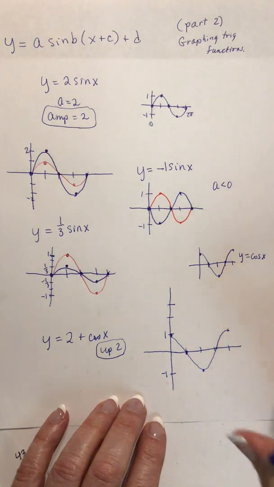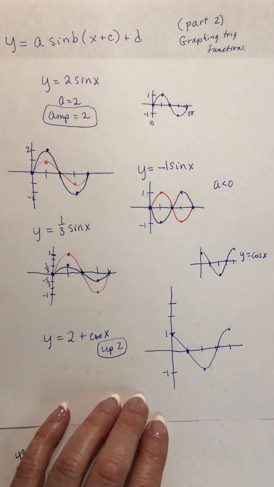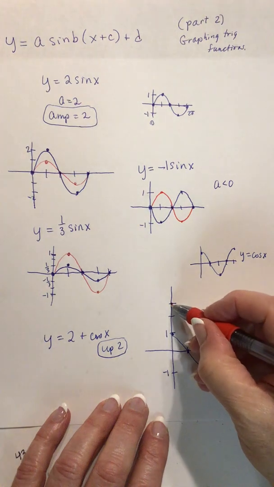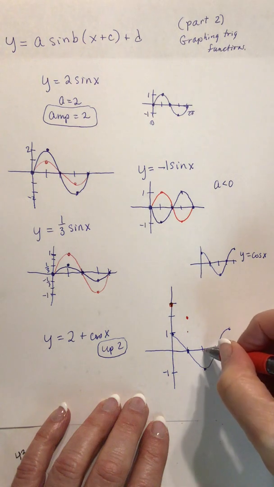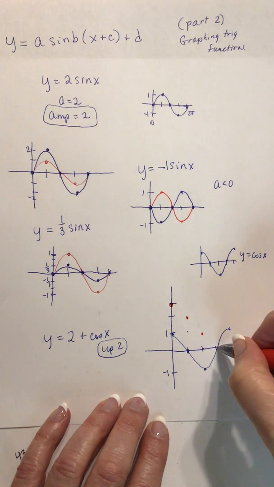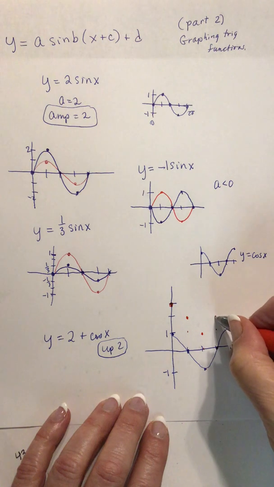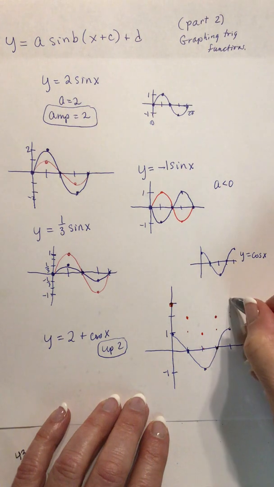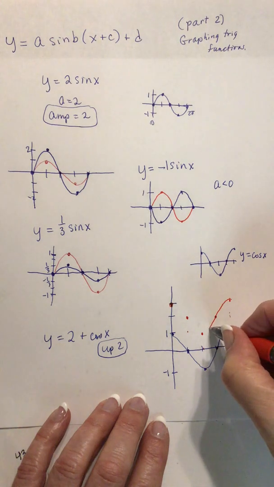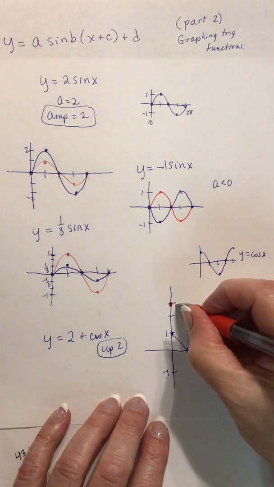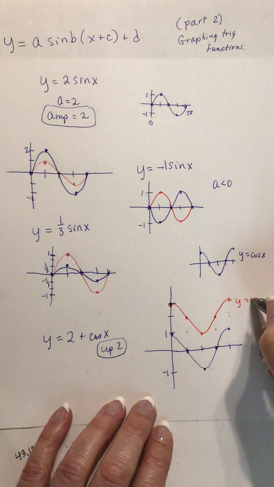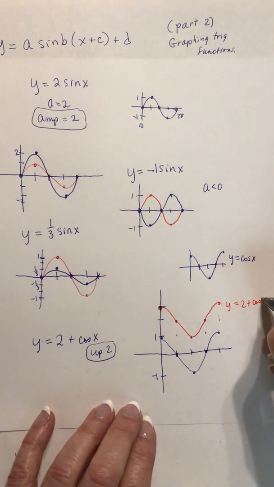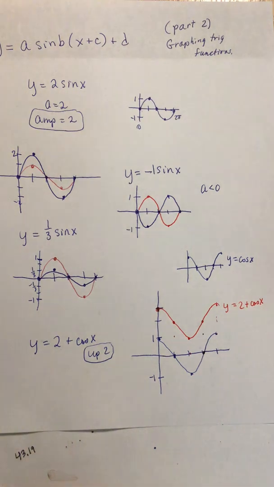Now, plus 2, everything goes up 2. So this 1 goes up 2. This 0 goes up 2. This -1 goes up 2. This 0 goes up 2. And this 1 goes up 2. So it's basically like just taking it and moving it upward. So then we have y equals 2 plus cosine x. Okay, give everybody a chance to catch up to that.